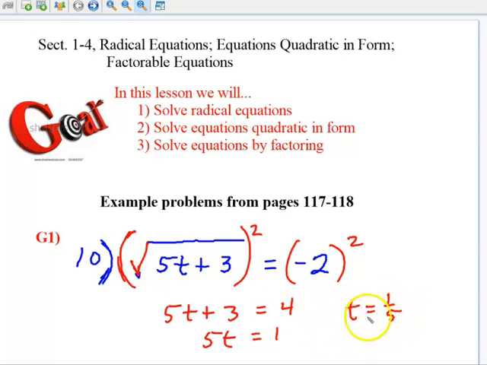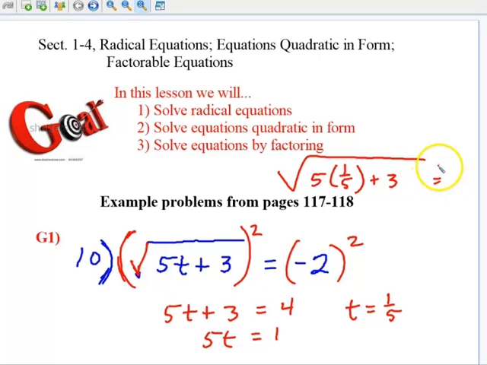When you get a solution, or we think it's a solution, it's very important that you test your solution back in the original problem. There are times when we think we have a solution, but when we try it, when we plug it in, it actually doesn't work. That's called an extraneous solution. So let's go back to the original problem, and let's replace t with 1/5 and see if we get -2 as a result.